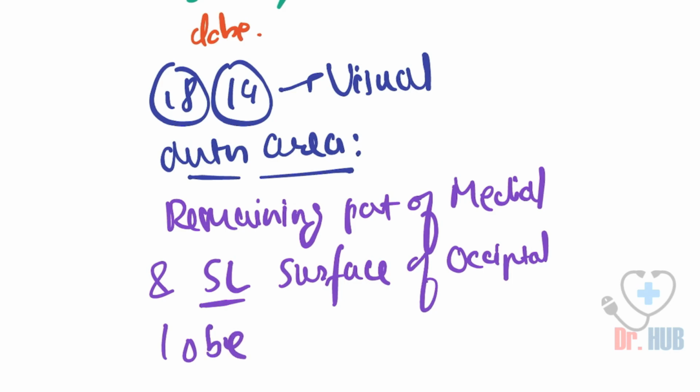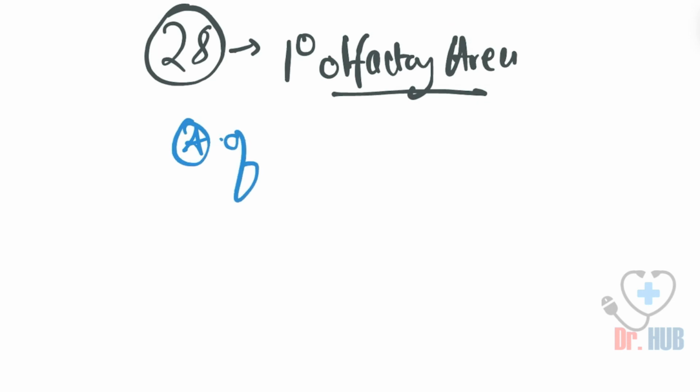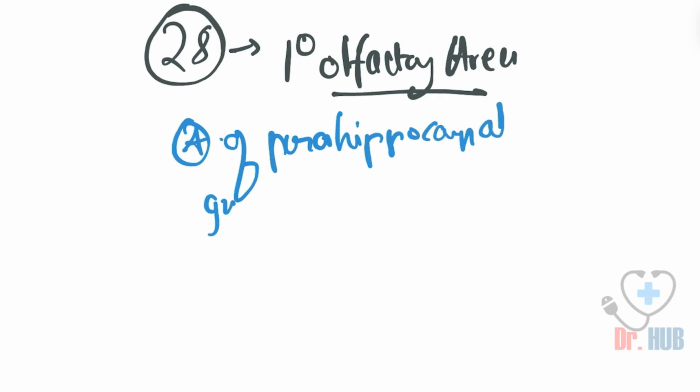Next, we move on to area number 28. What is area number 28? Area number 28 is also known as the primary olfactory area. And where is it located? It is located in the anterior part of the parahippocampal gyrus and the uncus.